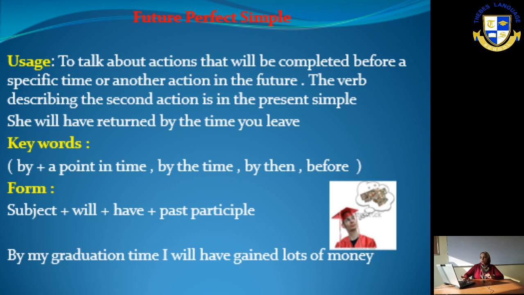And the form, how are we going to form it? Subject plus will and have, plus the past participle. Okay, can we say will has? No, we can't, because will should be followed by the verb in the stem. So you have to say will have only.